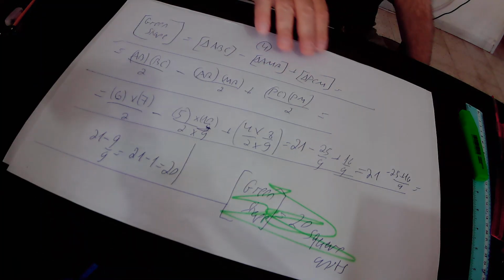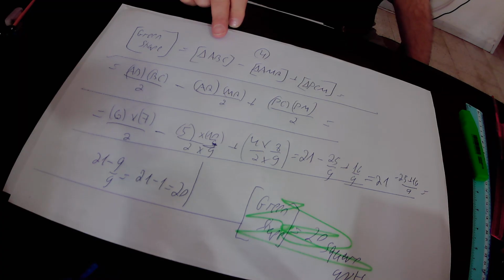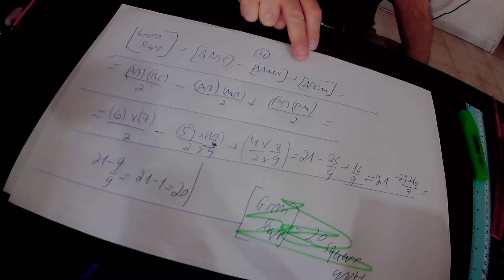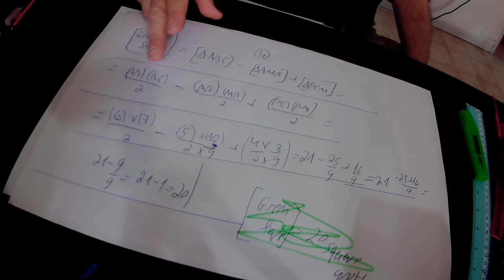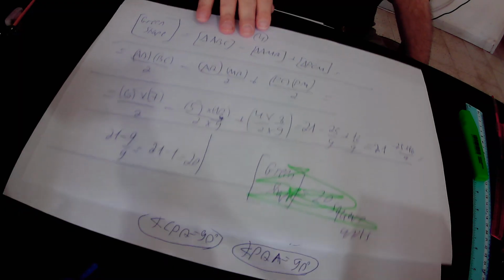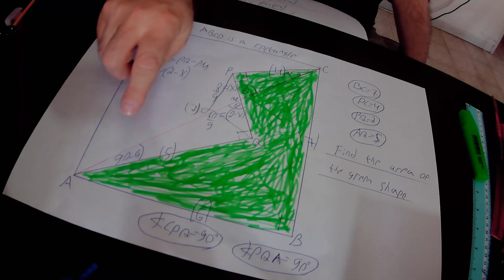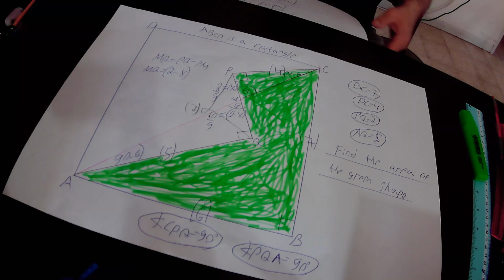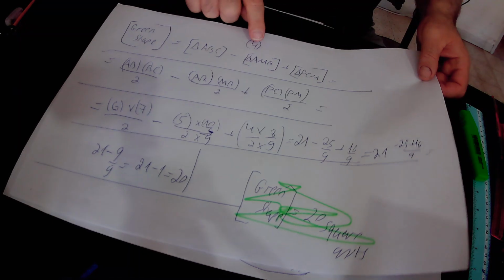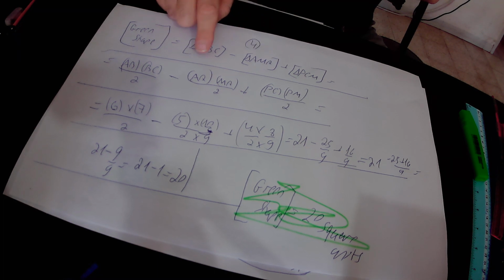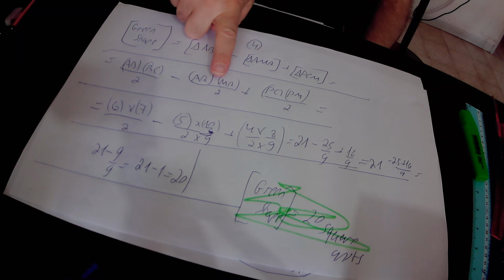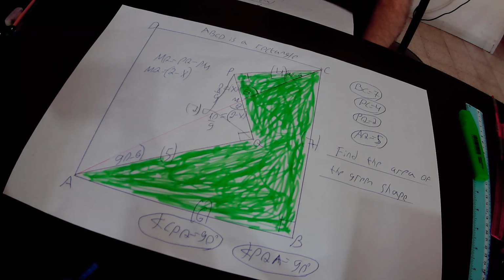Repeat again, the area of the green shape in total equals the area of the big right triangle ABC minus the area of the right triangle AMQ plus the area of the small green right triangle PCM. The area of triangle ABC equals the base, that is AB, times the height, that is BC, over 2. Minus the area of the triangle AMQ. The area of the white triangle AMQ equals the base, that is AQ, times the height, that is MQ, over 2. And finally, plus the area of triangle PCM.